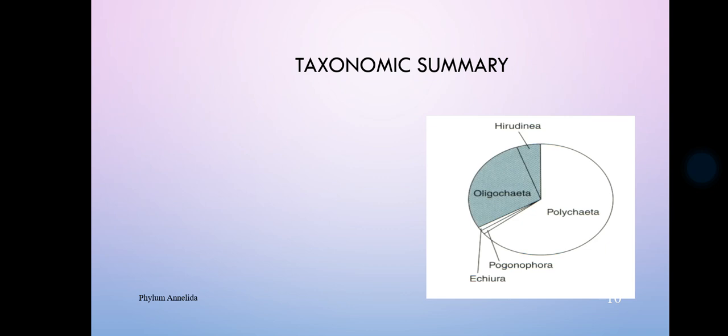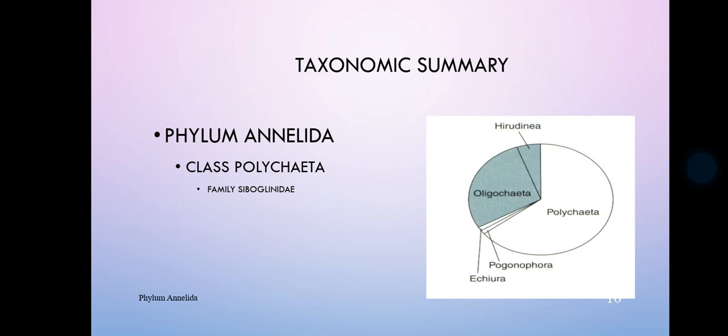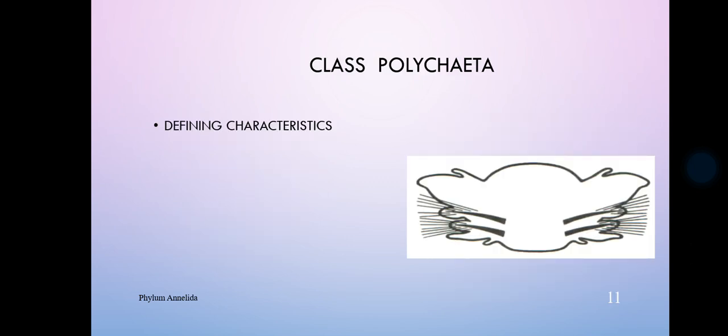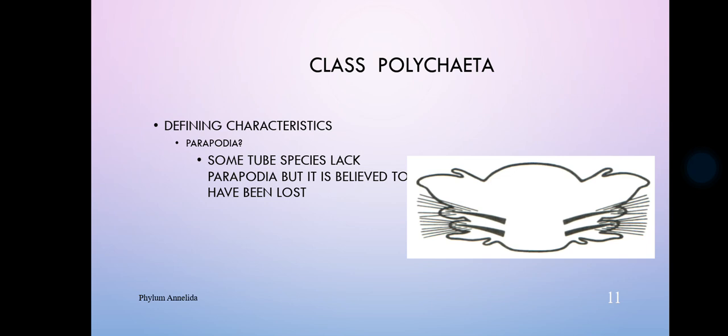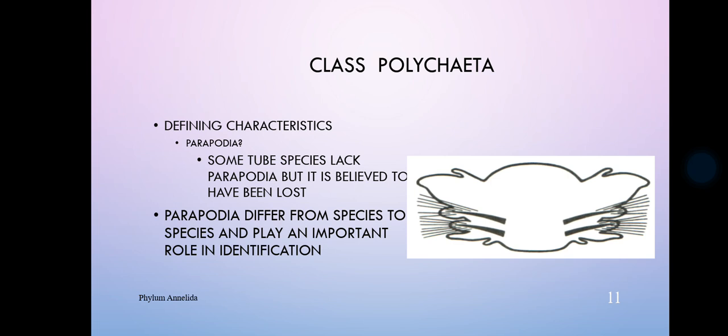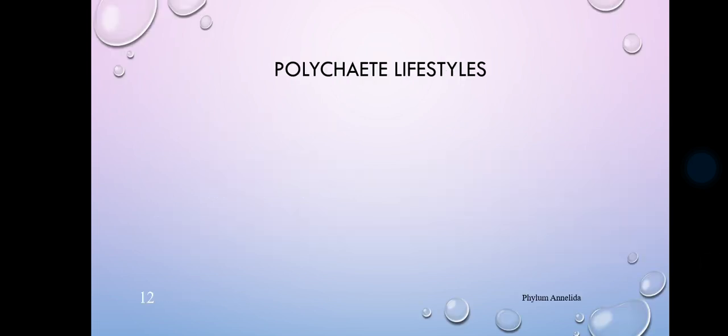Taxonomy summary: Hirudinea, Oligochaeta, Ichthyophora, Pogonophora, and Polychaeta. Polychaeta is very large in number. Phylum Annelida, class Polychaeta, family Siboglinidae, class Clitellata, subclass Oligochaeta, subclass Hirudinea. Class Polychaeta defining characteristics: parapodia. Some tubed species lack parapodia, but it is believed to have been lost. Parapodia differ from species to species and play an important role in identification.